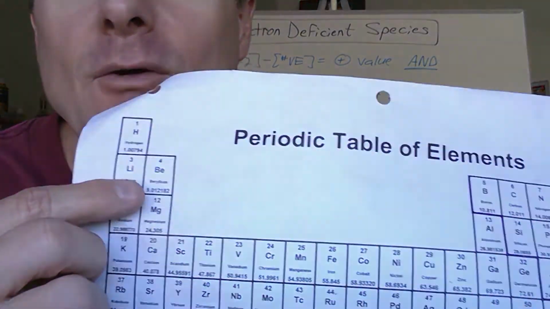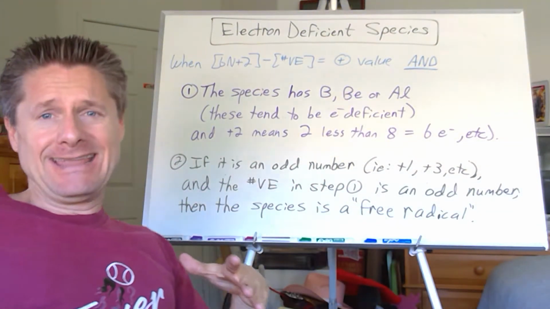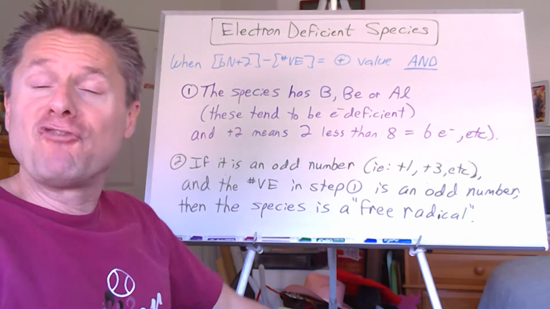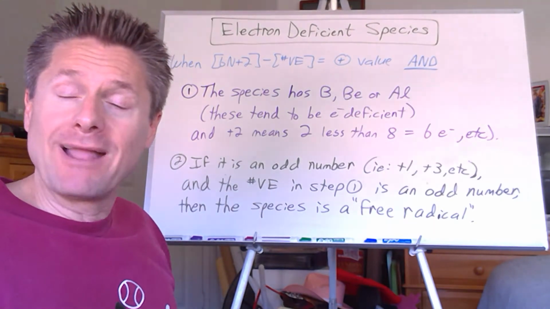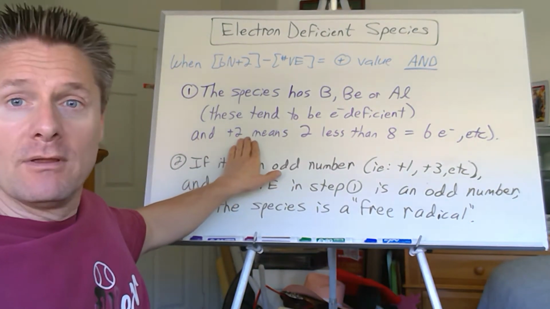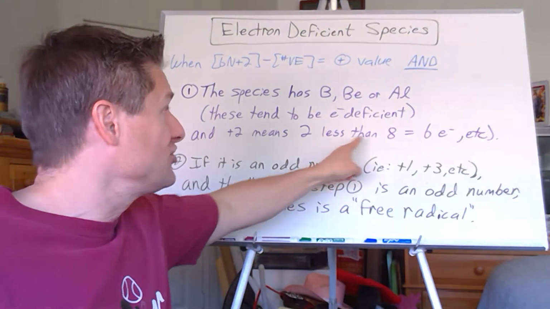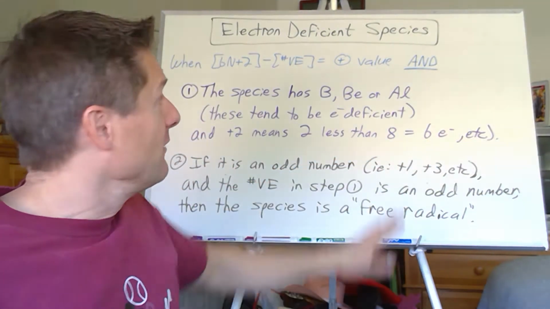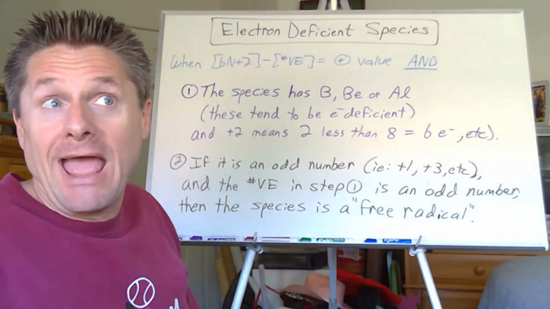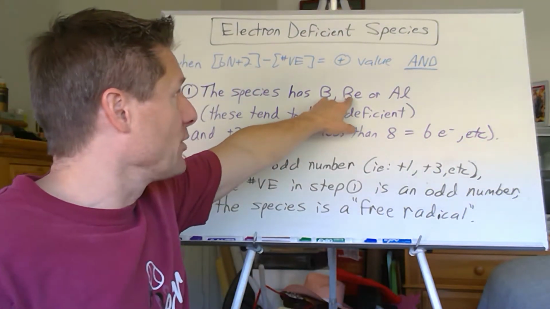All right? So beryllium, boron, and aluminum, they have a tendency, not always, but a tendency of having an electron deficiency. So either 4 electrons instead of 8 or 6 electrons instead of 8. So for every value, if you end up with a plus 2, that means it's deficient by 2. So 8 minus 2 would be 6 electrons on it. If you had a positive 4 and you saw boron, beryllium, or aluminum, then it would have 8 minus 4 or 4 electrons on it, right?